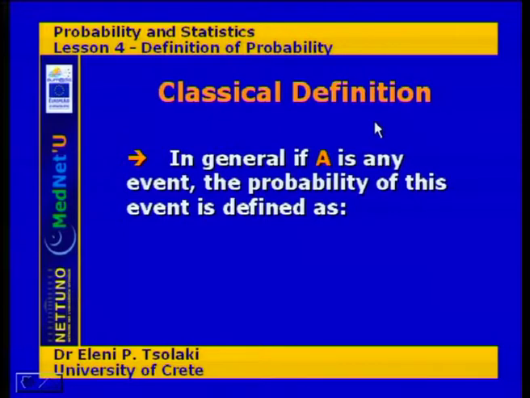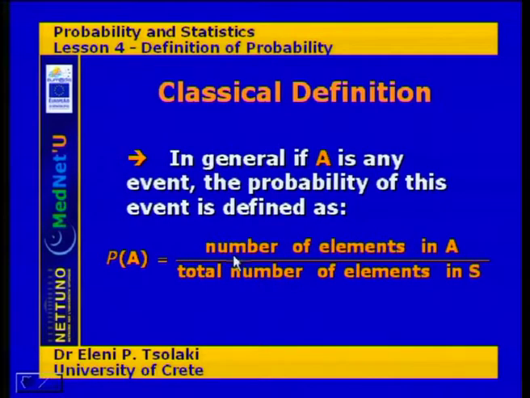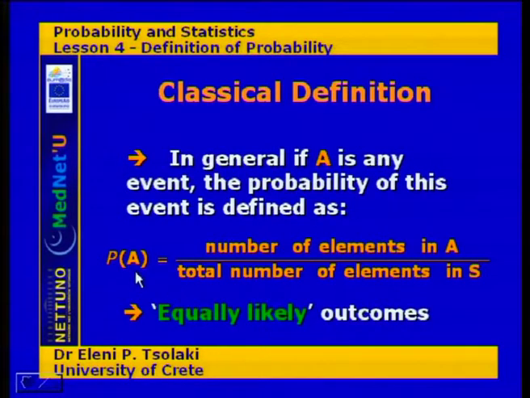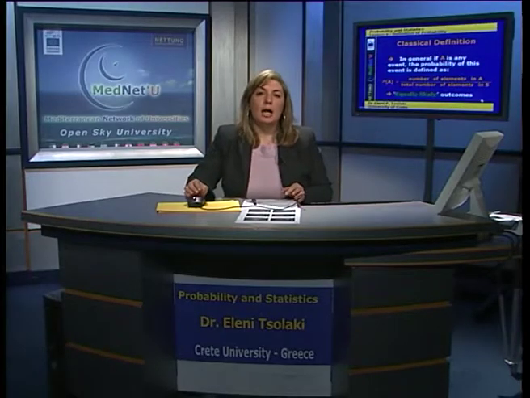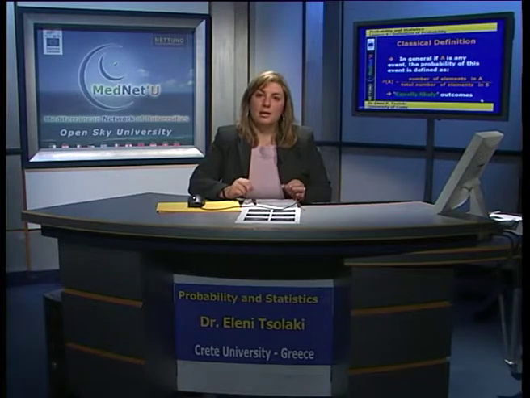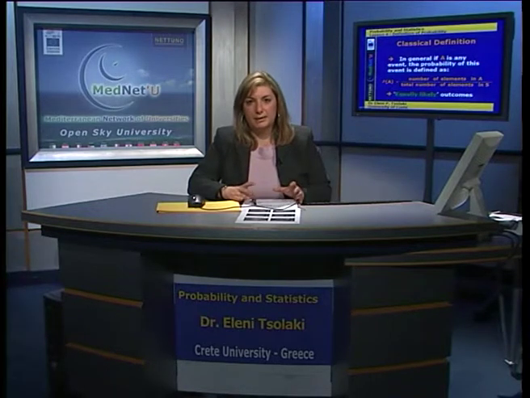For this classical definition, in general, if we have any event, the probability of this event would be defined as the number of elements in the event A divided by the total number of elements in S. Of course, in order to use this definition, we are talking about equally likely outcomes. Like in the example we've seen, every ball has equal probability of being picked.